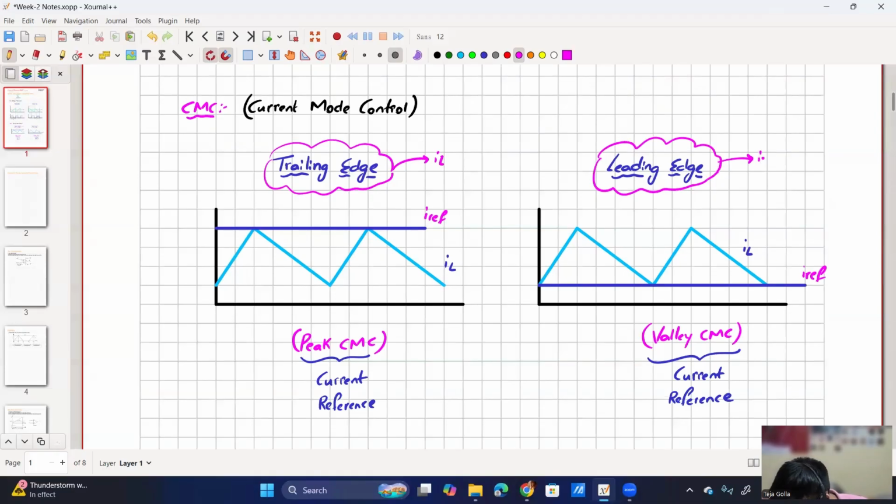So these are two different nomenclatures that people follow extensively. Sometimes they say trailing edge current mode control, or more famously called peak current mode control, and leading edge current mode control or valley current mode control. So is this clear?